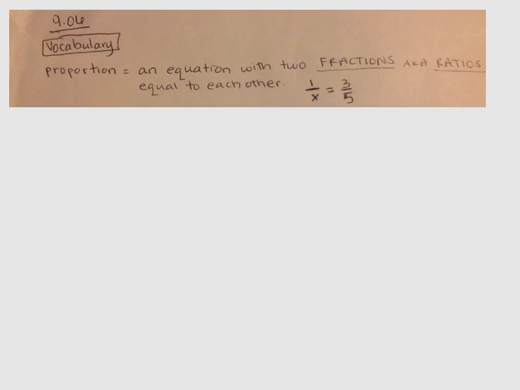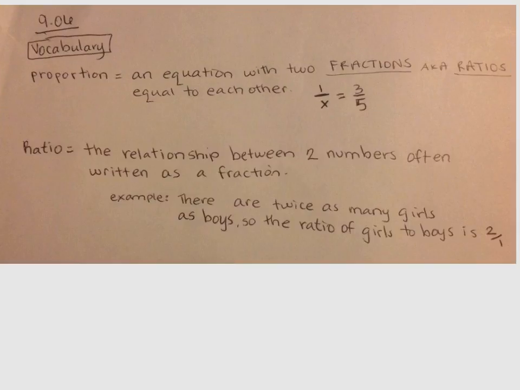So please write down this definition. A proportion is an equation with two fractions, also known as ratios. Ratios are also fractions, and they're equal to each other. Ratio is another vocabulary word I would like you to copy down. A ratio is the relationship between two numbers, often written as a fraction.